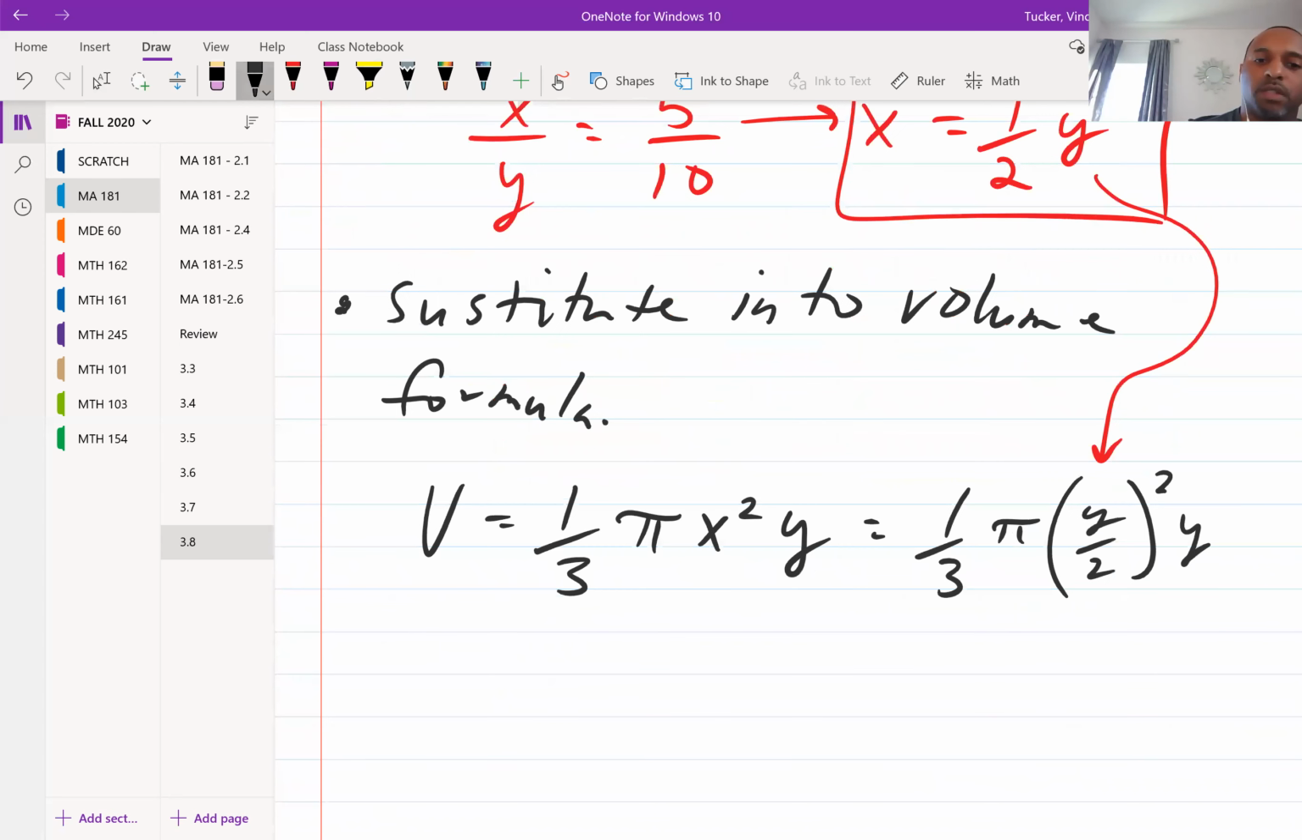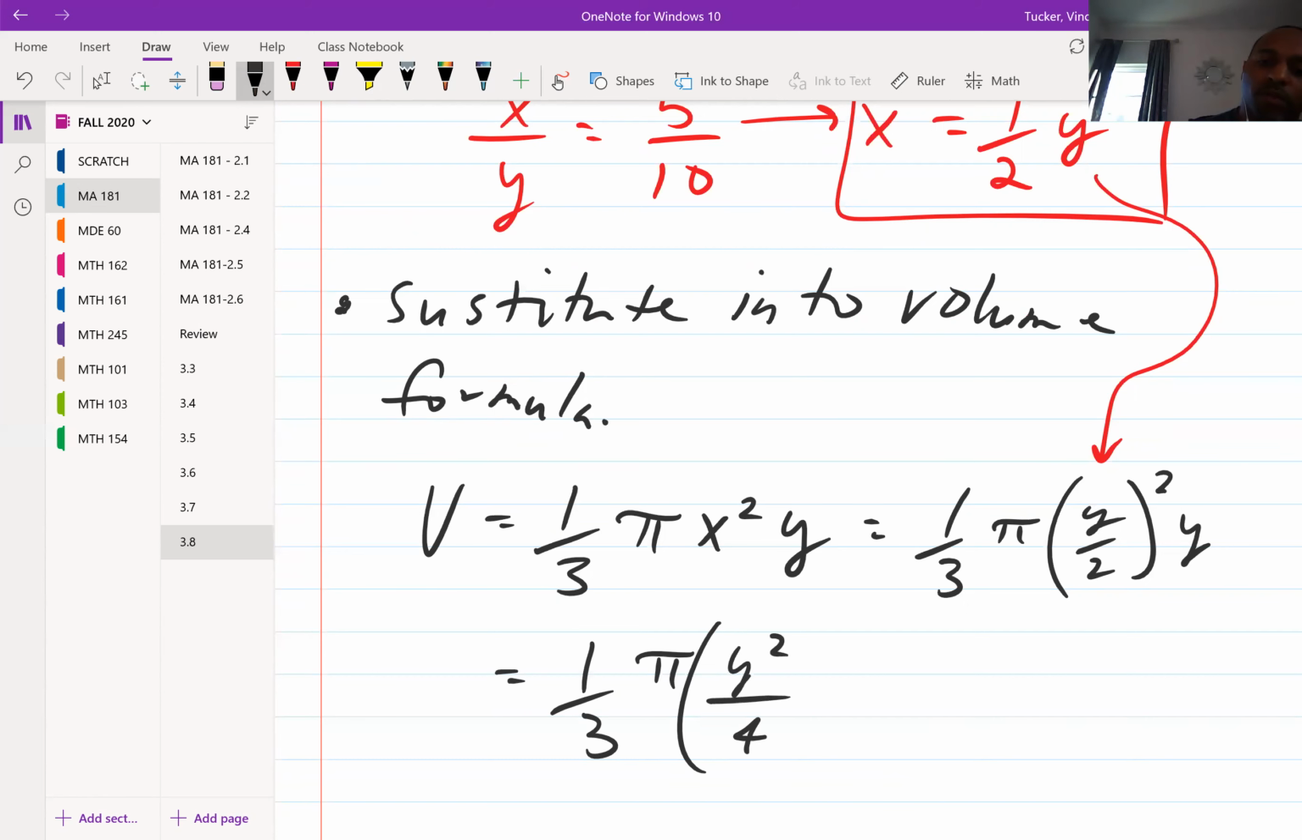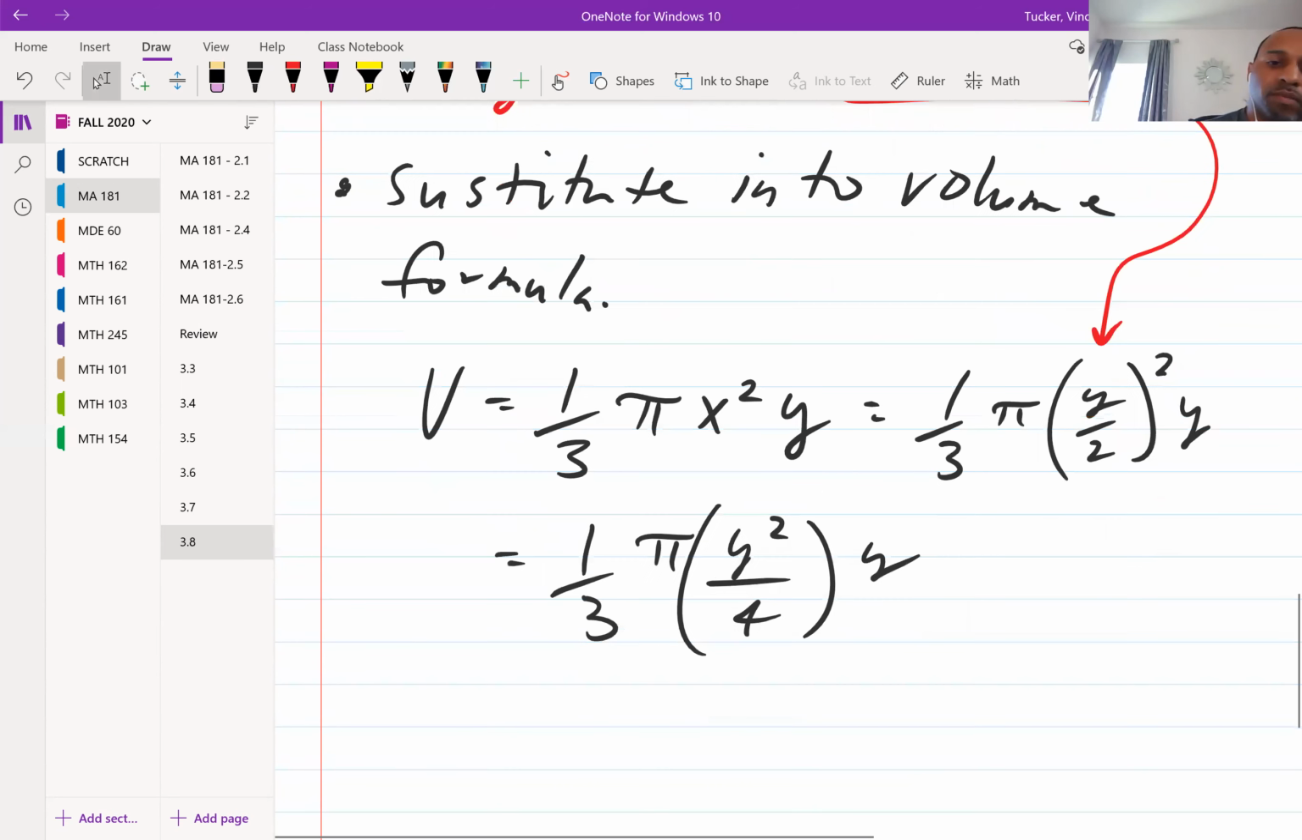All right. That'll be 1/3 pi times y squared over 4 times y. If I were to simplify all of that, I'll just bring it down. Volume equal to 1/3, nope, let's do it this way: y cubed over 12 pi.